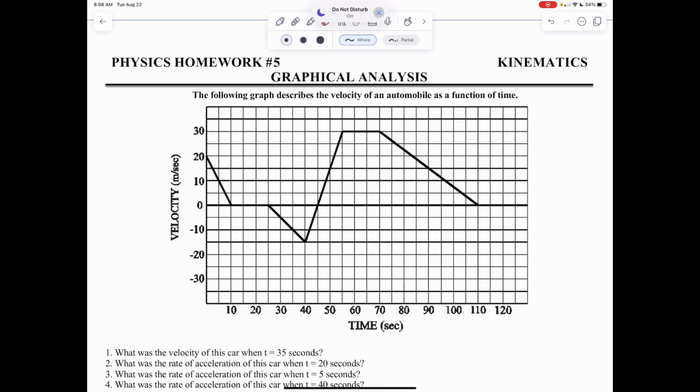Hello, welcome back. In this video tutorial, we're going to be looking at physics homework number 5. PH number 5 also deals with graphical analysis. Specifically, it focuses on a velocity versus time graph. There are a couple of things to note about velocity versus time graphs.